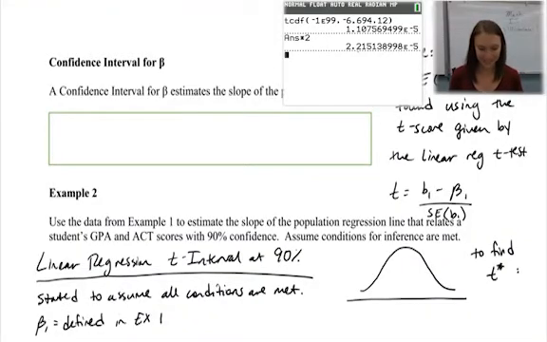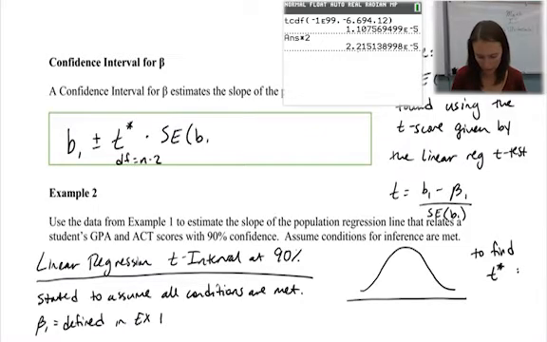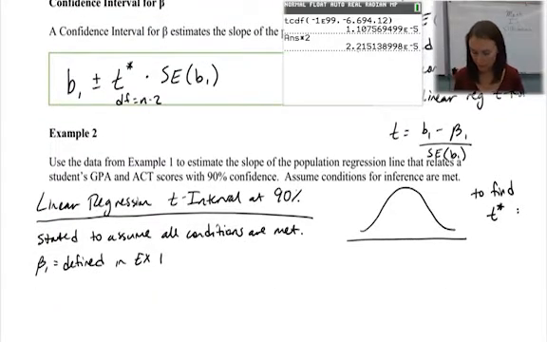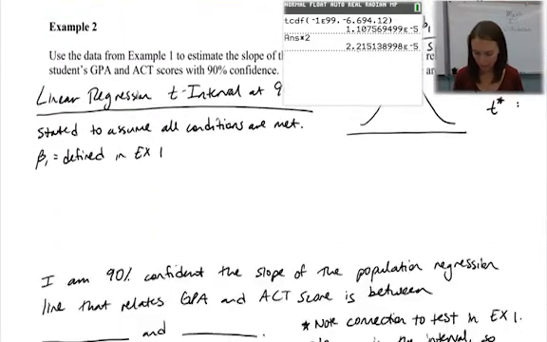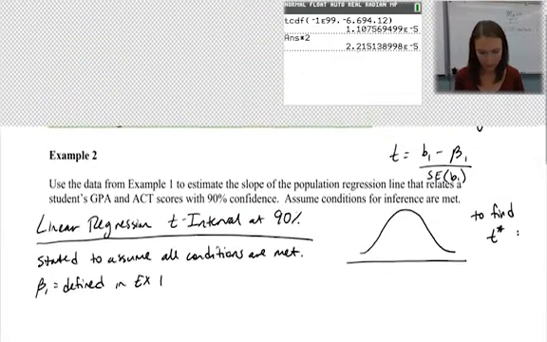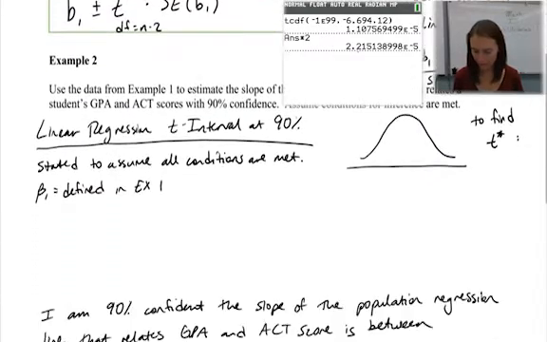Confidence interval for beta. So a confidence interval for beta is going to be our sample statistic plus or minus our t critical value with a degree of freedom of n minus 2 times the standard error of our statistic. And just FYI, I kind of mentioned this, SE of b can be found using the t-score given by the linear regression t-test. I'll see if we have some time here to show you that.